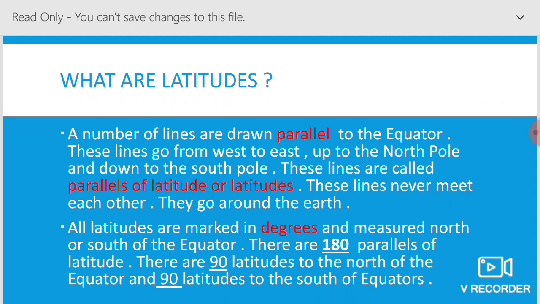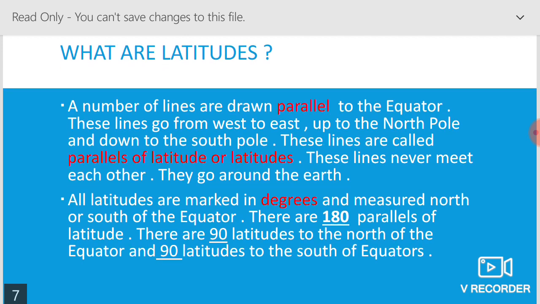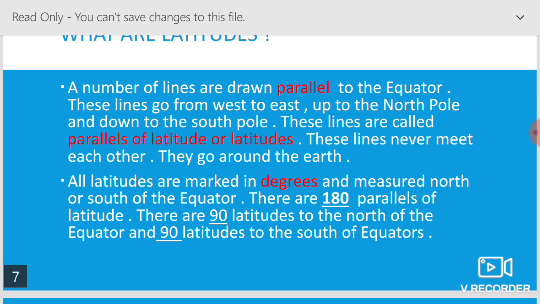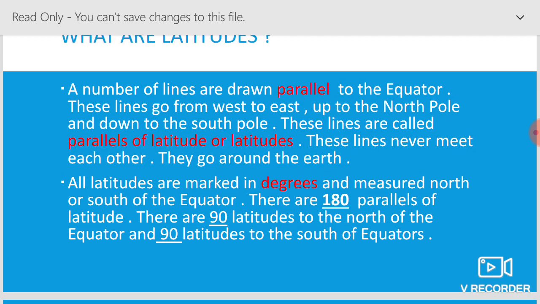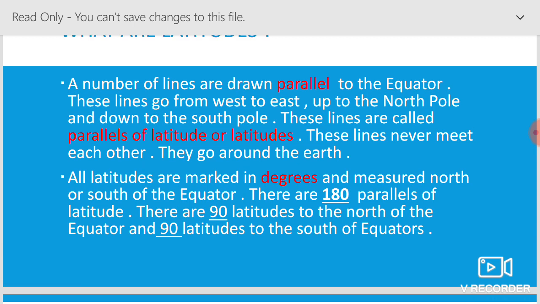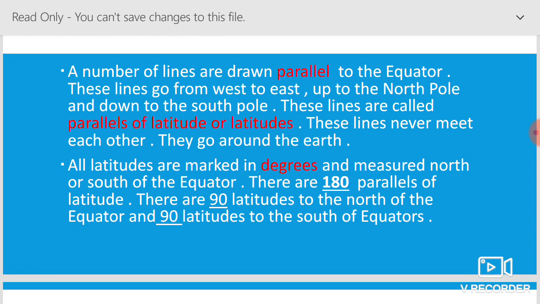What are latitudes? A number of lines are drawn parallel to the equator. These lines go from west to east, up to the North Pole and down to the South Pole. These lines are called parallels of latitude or latitudes. These lines never meet each other. They go around the earth.